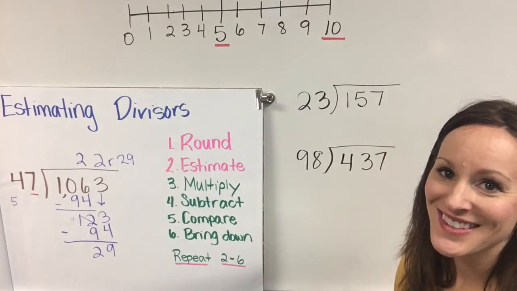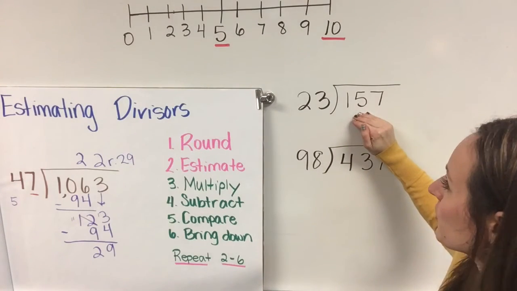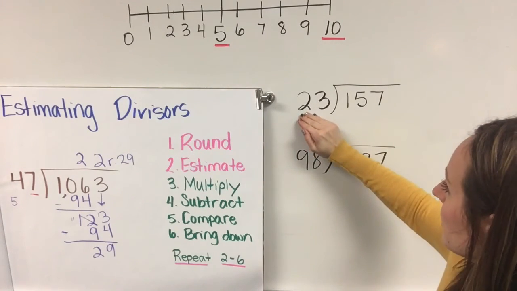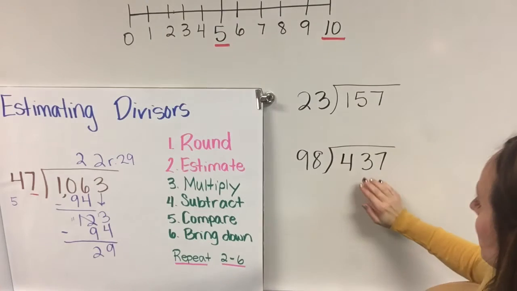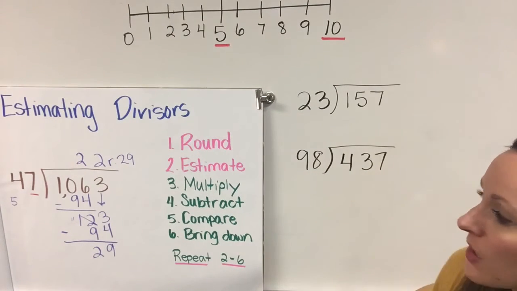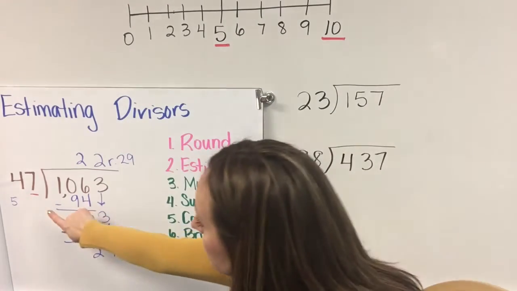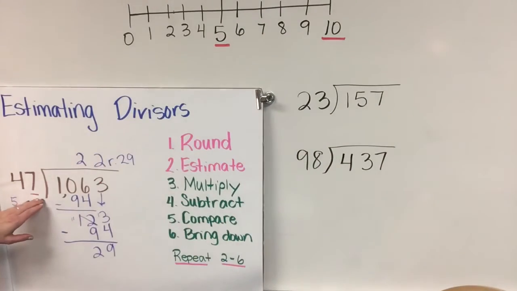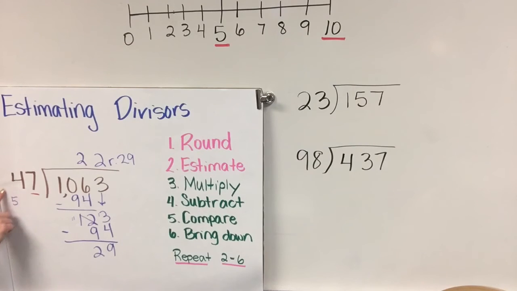For your practice tonight, I would like you to do 157 divided by 23, and I'd also like you to do 437 divided by 98. So what I would like you to show is how you underline what's in the ones place to indicate whether or not you'll be leaving this the same or rounding up. And then write the number that you're working with over here for your estimation.